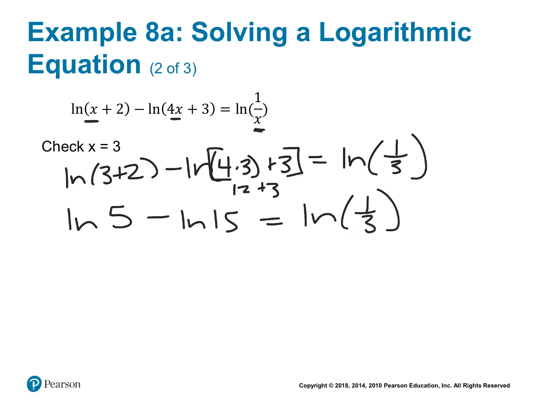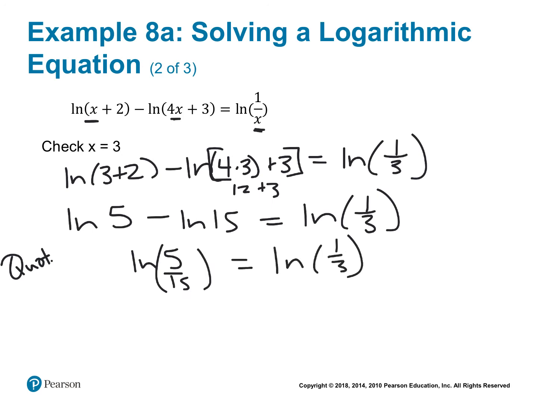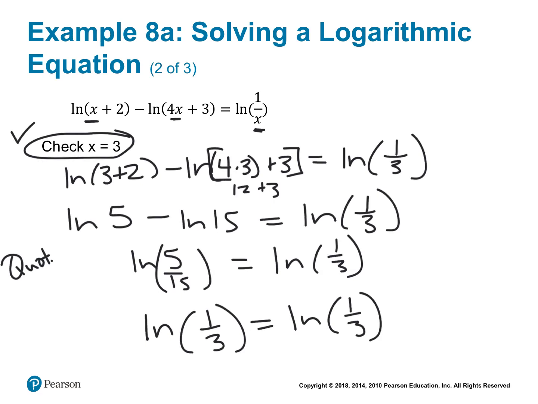So we can rewrite this using the quotient rule. So we'd have natural log of 5 over 15, which would reduce down to the natural log of 1/3. So we have the natural log of 1/3 on both sides. So x equals 3 does work in this situation.